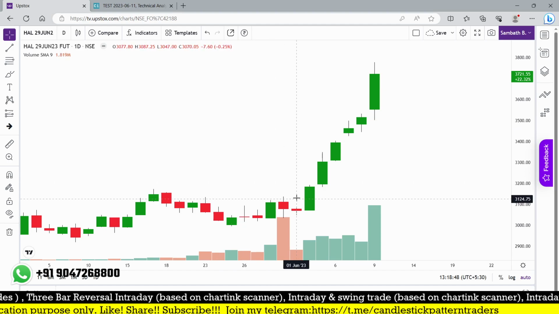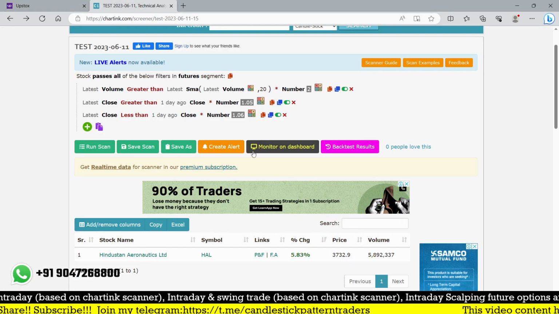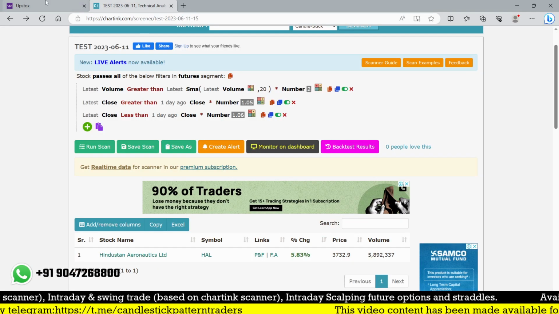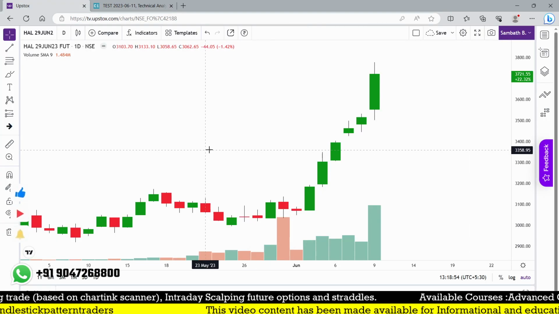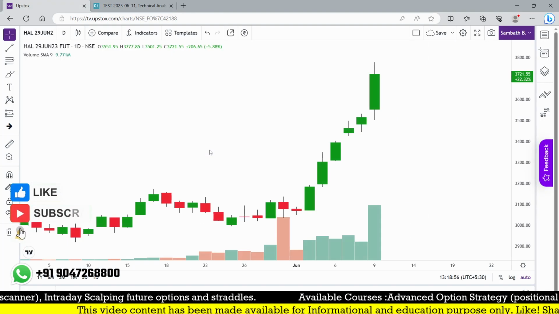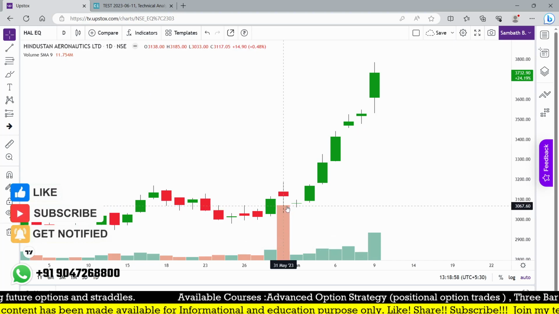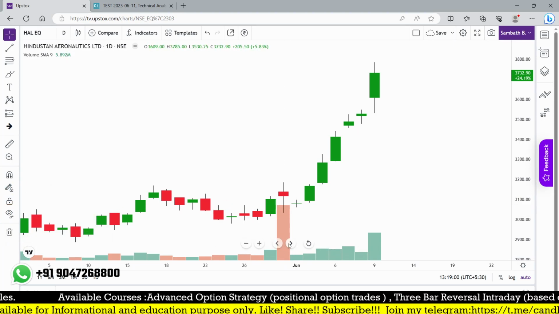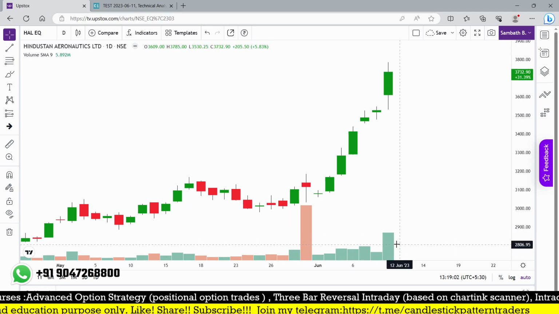But I checked the futures. In the futures volume, can you look at that? We use the futures conditions, right? So future volume, but equity. So let me look at the equity. The volume is very high. Here you can see on the 31st. But if you are calculating that, it is not a 20 day high volume.